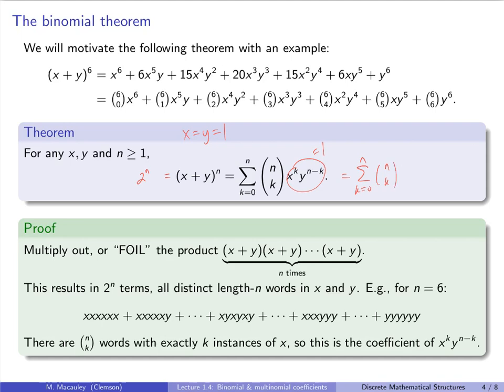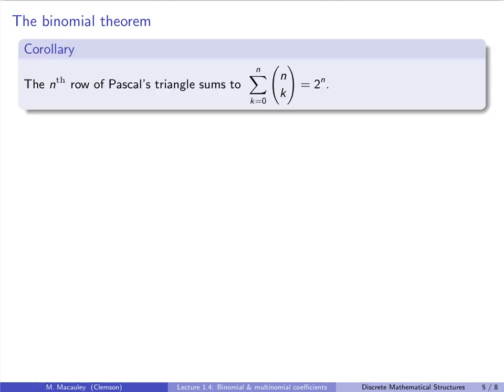So what that says is that if we add up all of these binomial coefficients, in this case we get 2 to the 6, which is 64. And that should be a little bit surprising for you. You probably didn't expect that if you add up the entries in the nth row of Pascal's triangle, you get 2 to the n. So this is what we call a corollary. It follows from the previous theorem. The nth row of Pascal's triangle sums to 2 to the n.